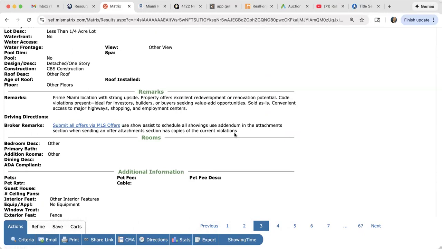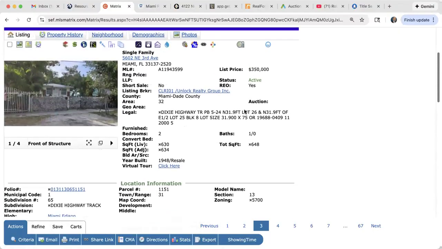normally the seller needs to take care of the violations, but that's not the case here. They're making it known the property has violations. And look up here. Property offers excellent redevelopment or renovation potential. Code violations present, ideal for investors, builders, or buyers seeking an opportunity. Buyers are expected to settle any violations or liens against the property. All right, when it's a bank-owned property.